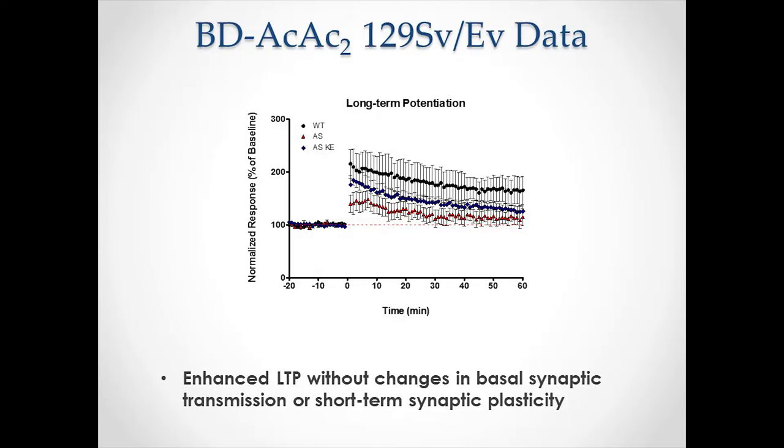So next we looked at synaptic plasticity. What our lab and Dr. Weeber have seen previously is a deficit following theta burst stimulation in LTP in our AS animals compared to wild type. What we saw was enhanced LTP, or at least not a significantly impaired LTP compared to AS animals, and this is without changes in basal synaptic transmission or short-term synaptic plasticity. So this was very interesting to see normalization or a change in synaptic function.